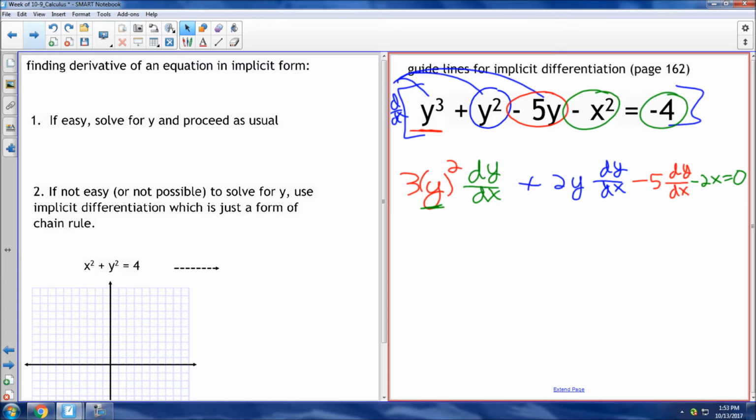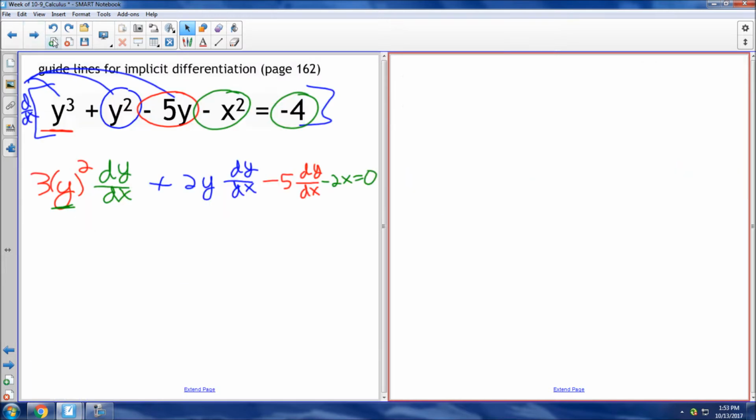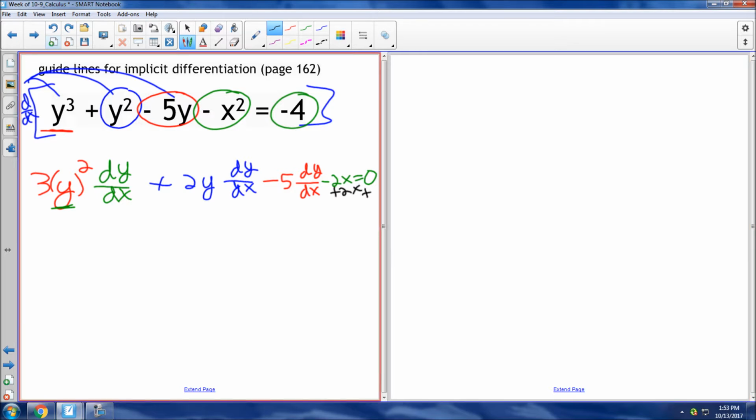Then you really just solve for dy dx. Do you know how you would do that in this case? How would you solve for dy dx? How would you get it alone? What I would do is add the 2x to both sides, right?